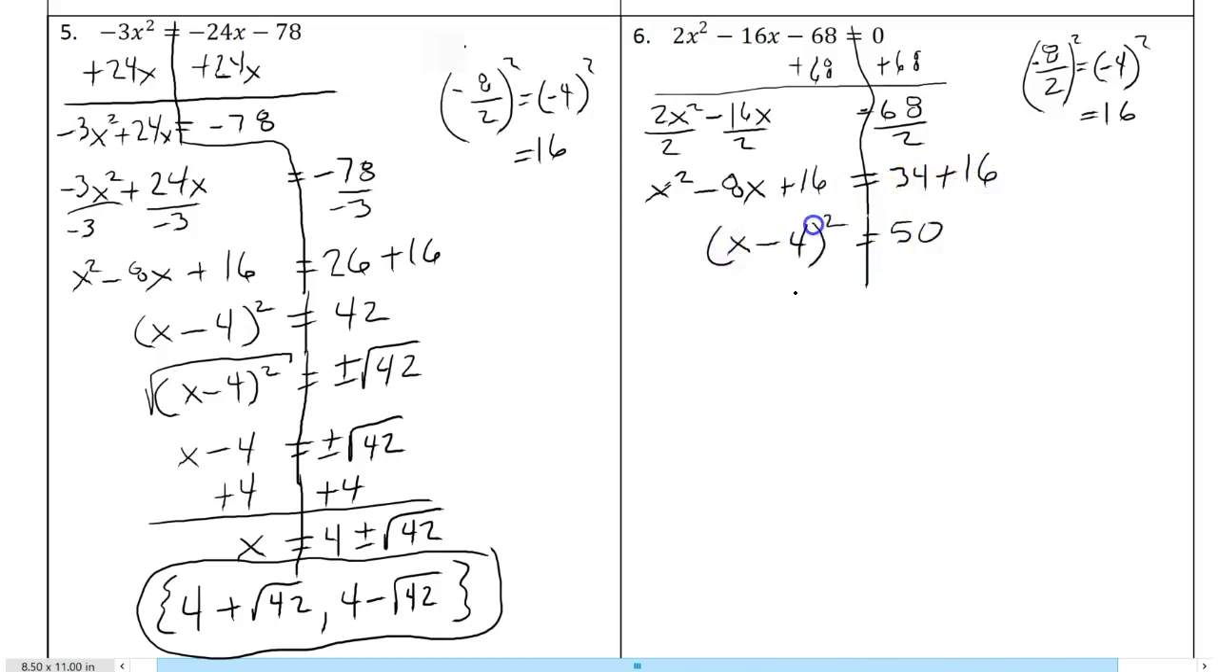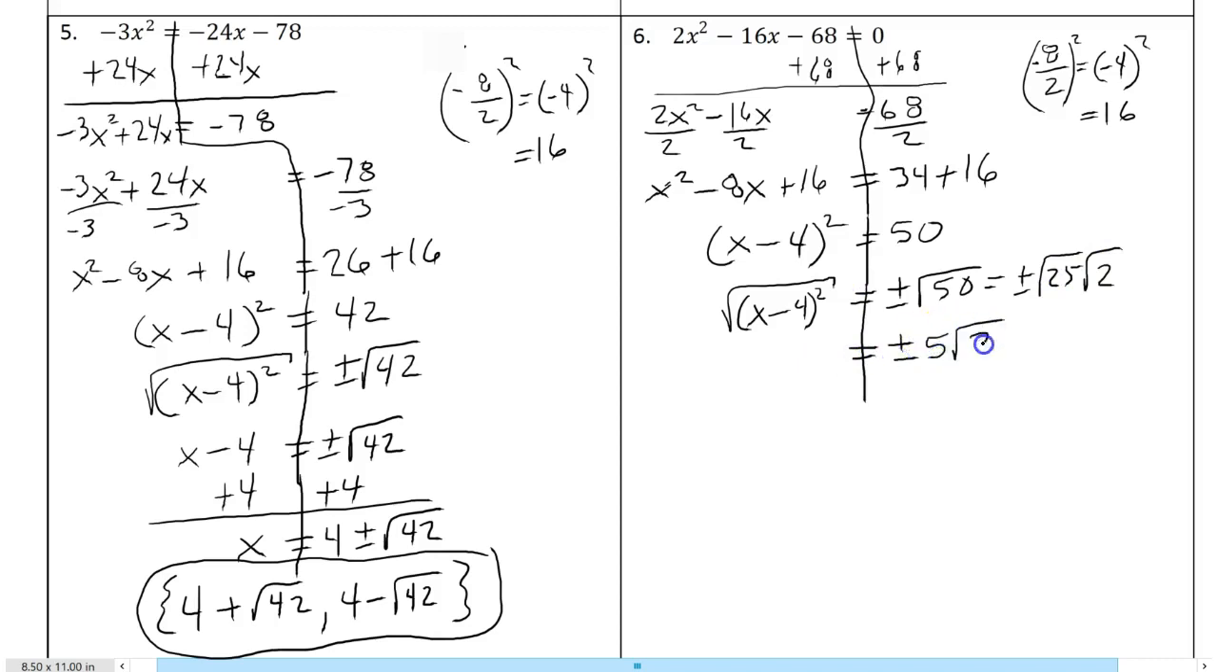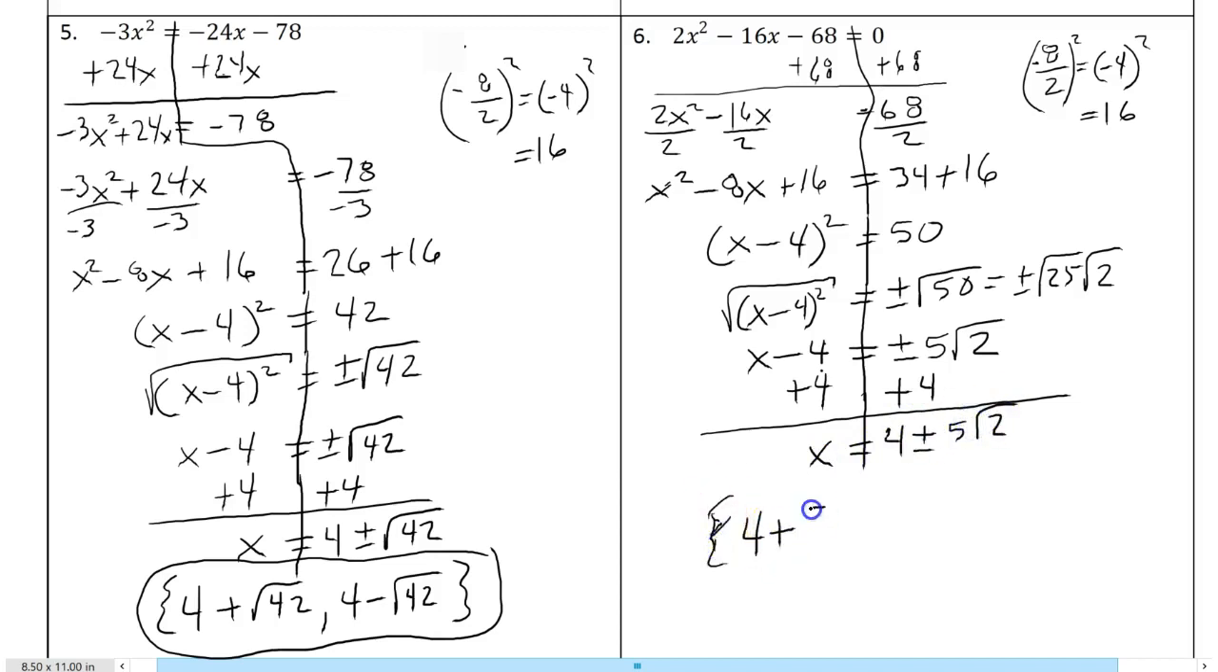Factor the left side. Take the square root of both sides. Plus or minus the square root of 50 can be simplified by factoring out a perfect square. It simplifies to plus or minus 5 square root of 2. For x minus 4 equals plus or minus 5 square root of 2. Add 4 to both sides. X equals 4 plus or minus 5 square root of 2. The final answer is 4 plus 5 square root of 2 and 4 minus 5 square root of 2.